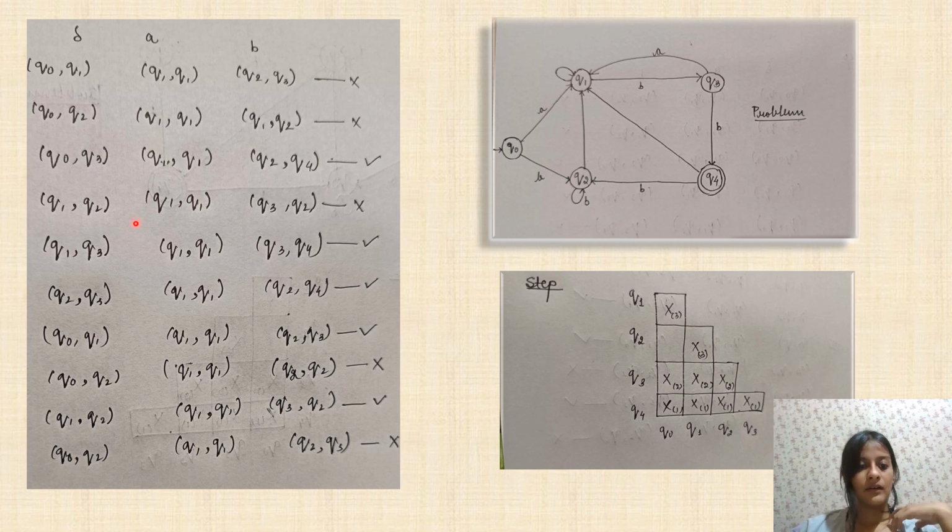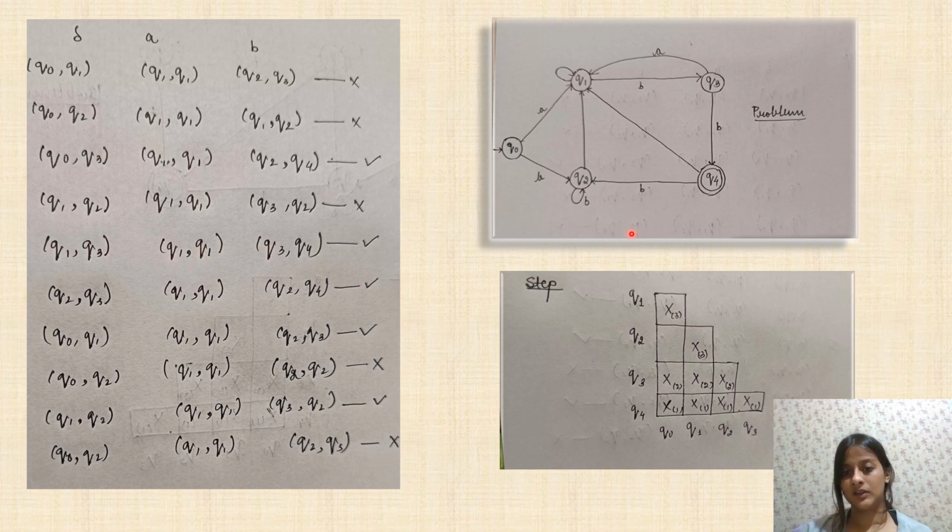Okay. We'll be moving on to the next pair, that is Q1 and Q3. That is this part, Q1 and Q3. Need to check. Q1 at A, it is going to Q1. Q3 at A, it is going to Q1. So again, this will be a duplex. Don't need to check it.